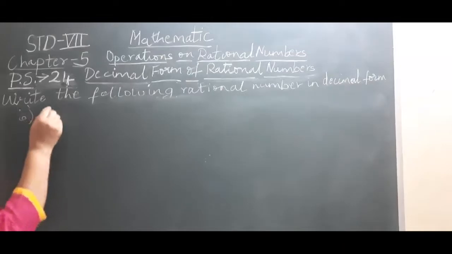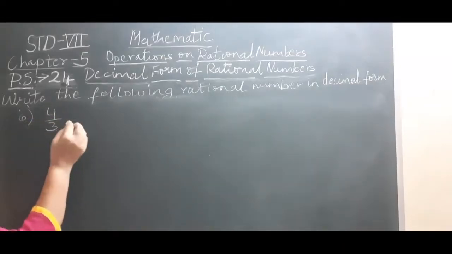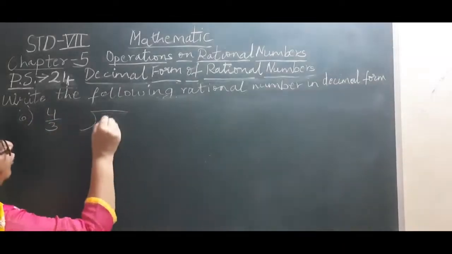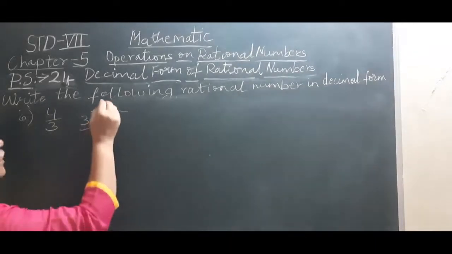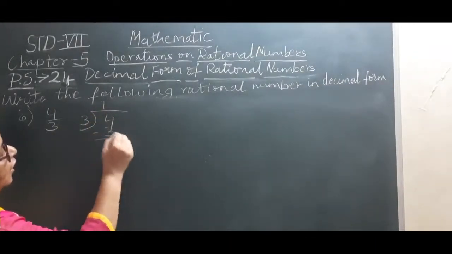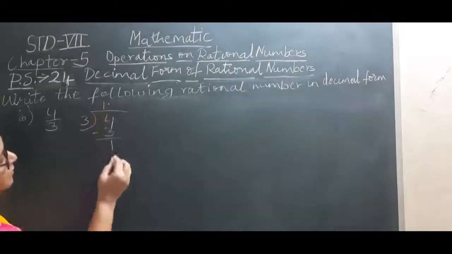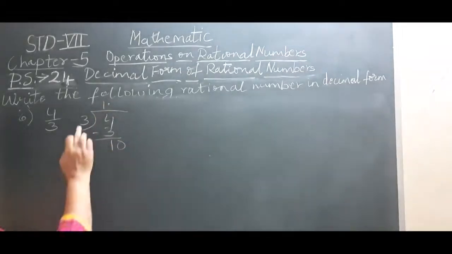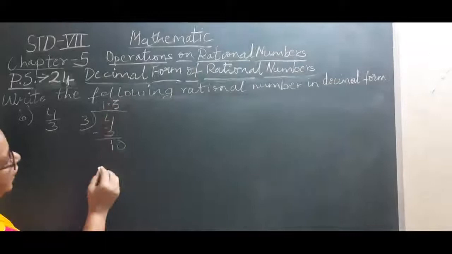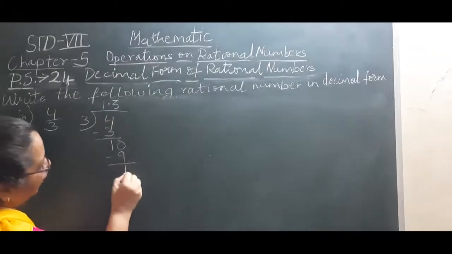Let's see the sixth one. 4 by 3 is the fraction given. We are going to divide 4 by 3. Again, 3 1s are 3. 1 is remaining. We'll give a decimal here. Add a 0. 3 3s are 9. Again 1 is remaining.